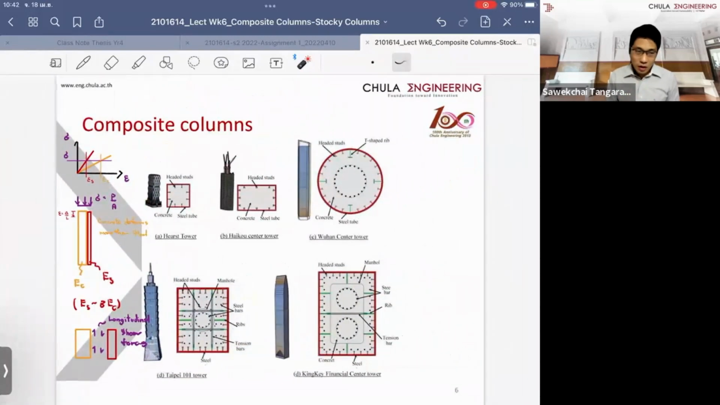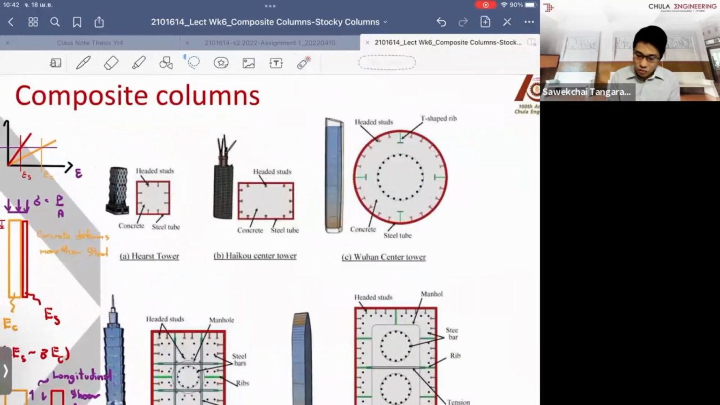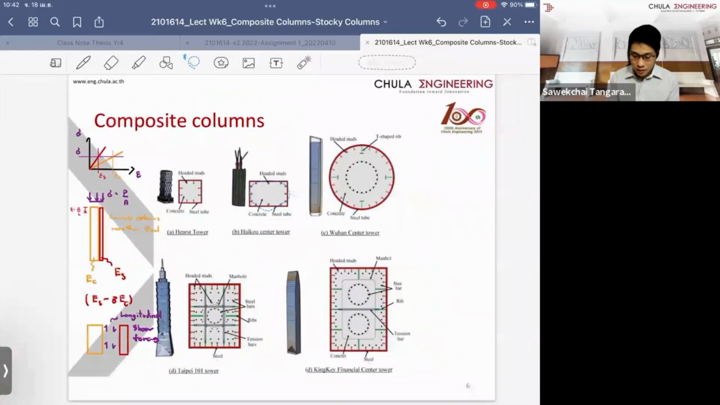But in this lecture, we will not go into too much detail on this, but I just try to tell you that when you're looking at the drawing, there is the reason why they provide this type of component. Okay.